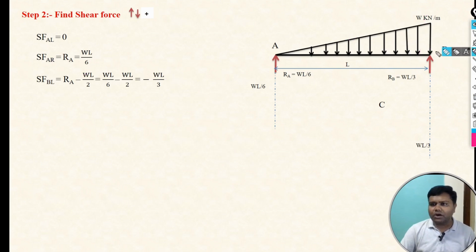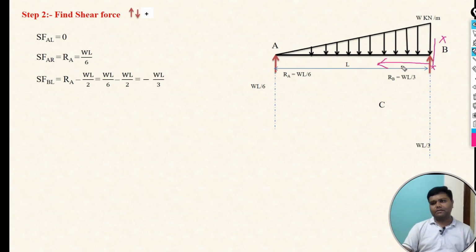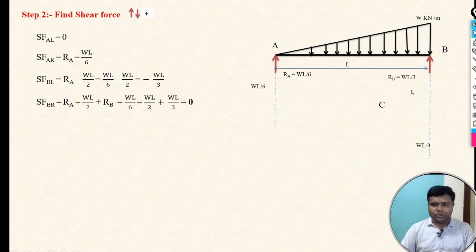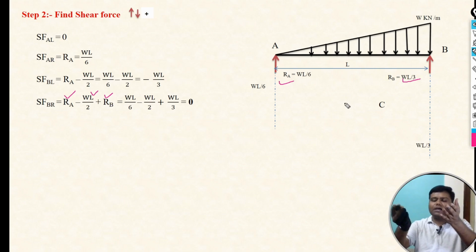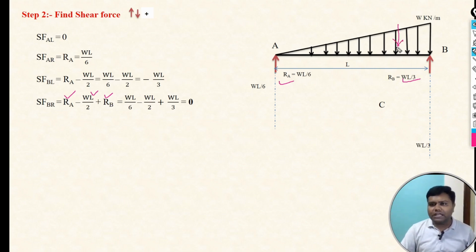Once we calculate it, the next step is to take the section on the right of that point B, and then focus on the left part of that section. Here we can see that additionally we have RA, then this total UVL, and then additionally one force is there, that is RB. So we need to consider the total for the calculation. At B right there will be RA, then WL by 2, that is the UVL, and then RB. RA and RB are both positive because the direction of those forces is upward, and the UVL direction is downward, that's why it is negative.